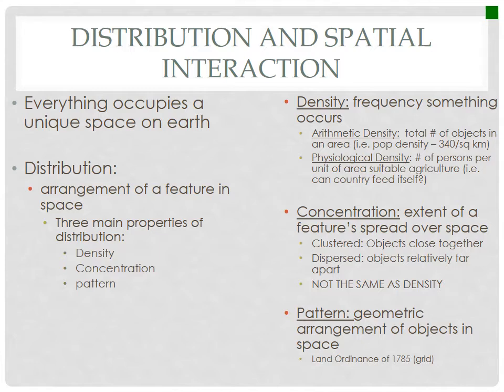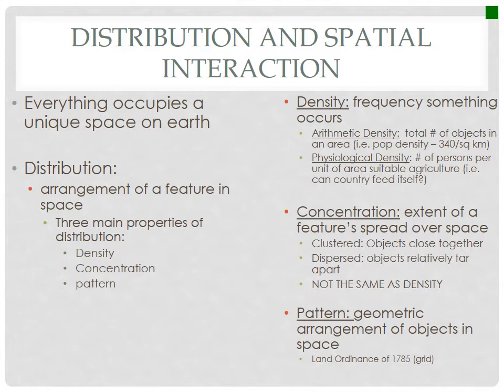Density, distribution, and spatial interaction. Everything occurs in a unique space on Earth. Distribution has three main components: density, concentration, and pattern. Density is the frequency something occurs. So arithmetic density is the number of total objects in a given area, for example, population density. Physiological density would be more the number of persons in a given area, for example, like agriculture. So can a country feed itself, for example?